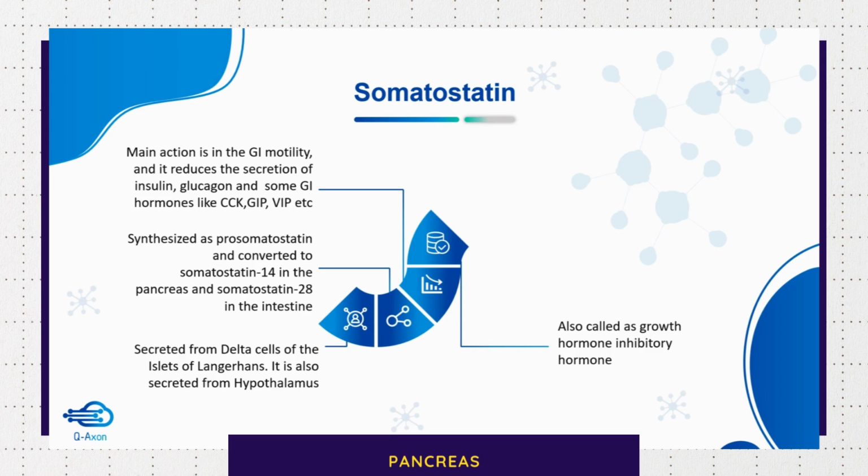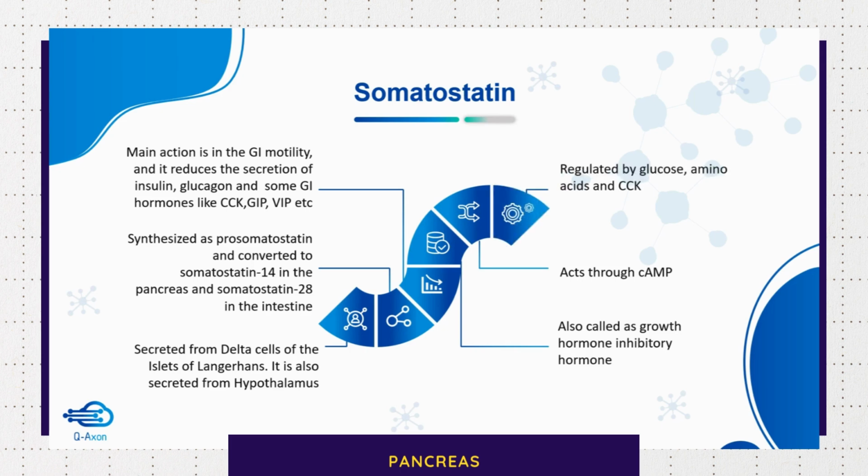Somatostatin is also called growth hormone inhibitory hormone. It acts through the second messenger system cyclic AMP. It is regulated by glucose level, amino acids, and cholecystokinin.